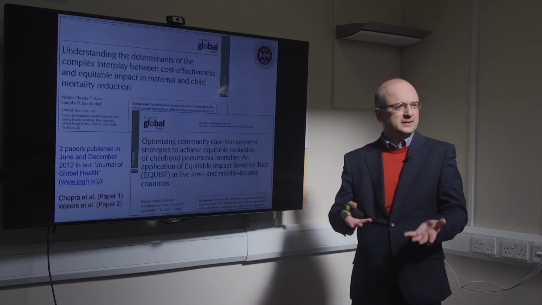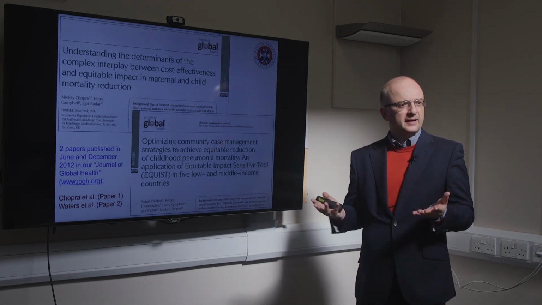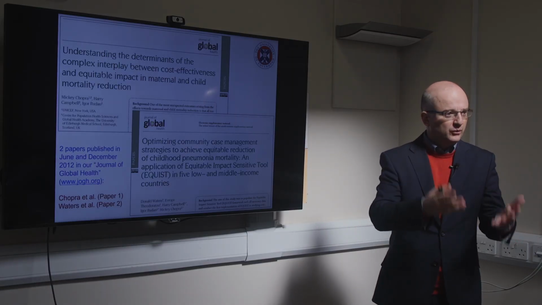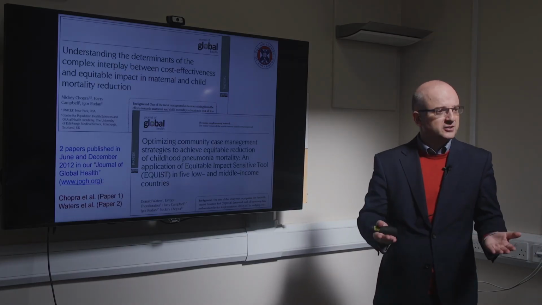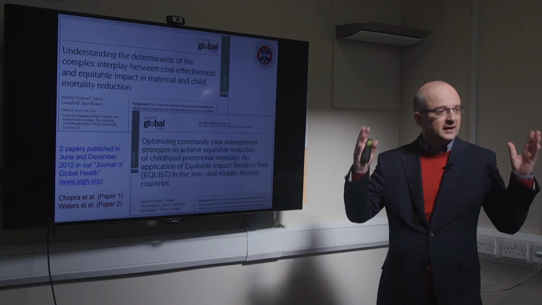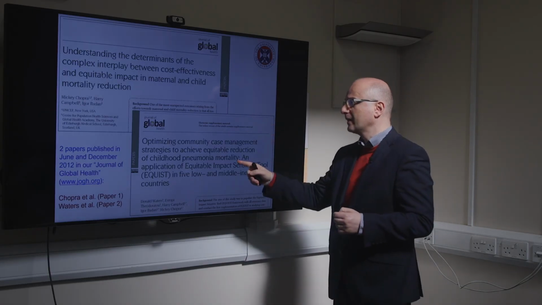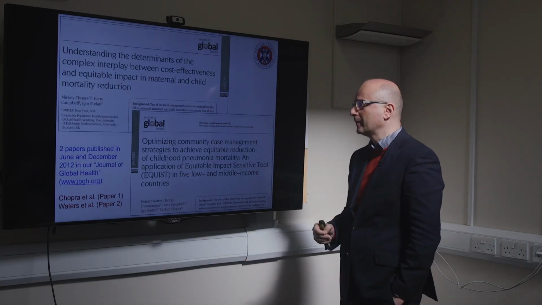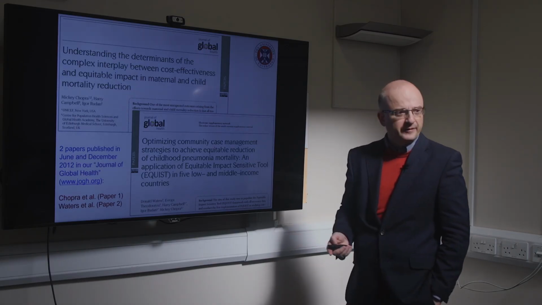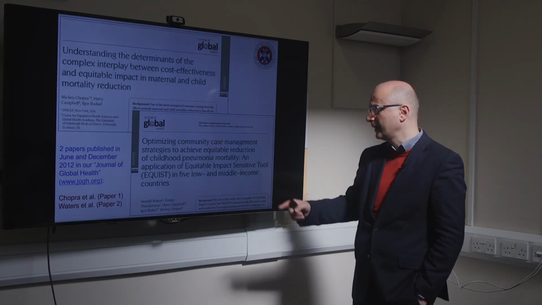And UNICEF then picked it up as something they wanted to develop as a data science platform for each country, so that they can look at that and they can make their decisions based on this framework, so that they keep in mind both cost effectiveness and equity. And then very quickly afterwards, so the first paper was published in Journal of Global Health in June 2012, as we were working on the series on childhood pneumonia and diarrhea.